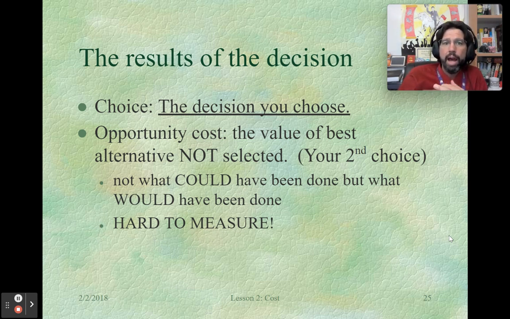Not what I could have done, because I can really do a lot of things when it comes to choices. I have $100. I could do literally a million different combinations of what to do with that $100, spend it on all kinds of different things or don't spend it at all. But what I really want to know is if I spend my money on choice A, what would I have actually spent it on? Not what could I have spent it on, but what would I have done with that money? And it's hard to measure this when you start getting into more complex ideas and complex choices.